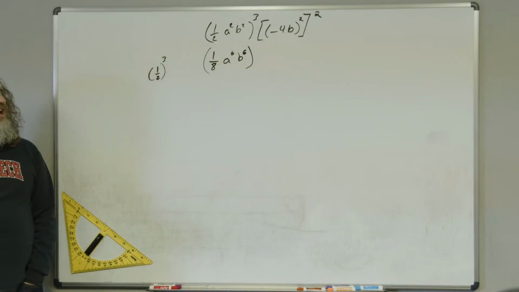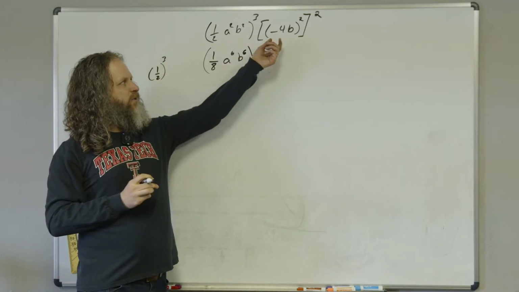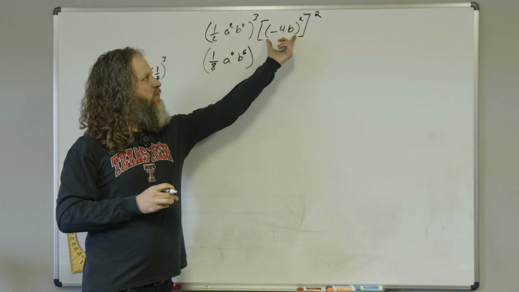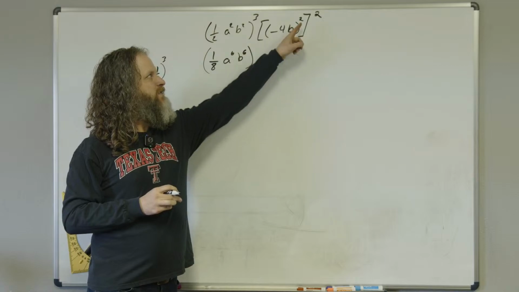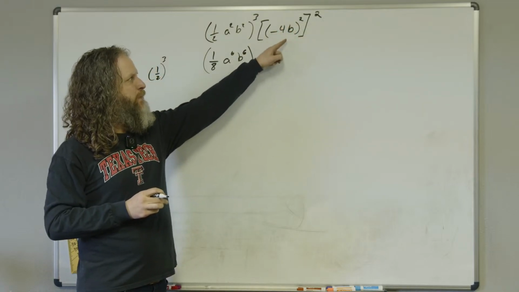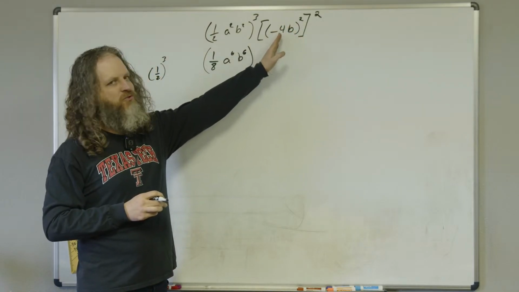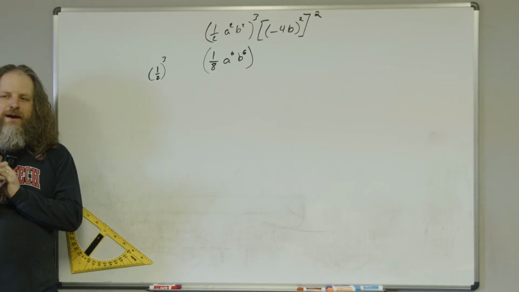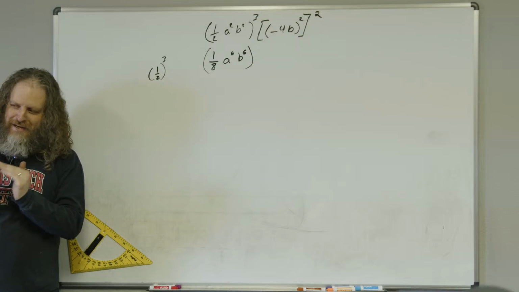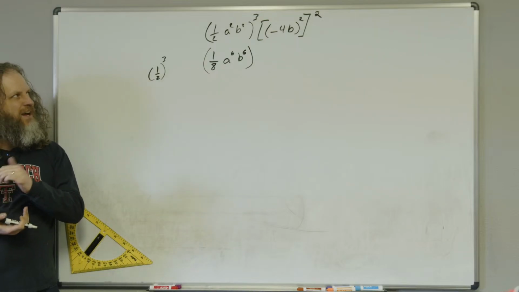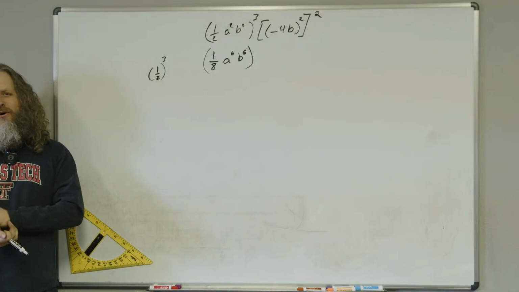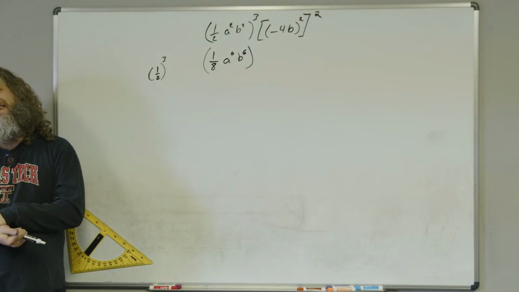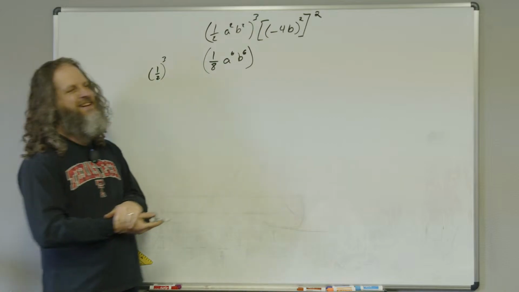All right, so when we're doing this, we do it from the inside out, right? So we got to square all of this, right? The squared gets applied to both. So what's -4 squared? Everybody on your calculator push -4 times -4. Or you could just tell me by the rules what it's going to end up being. +16, right?